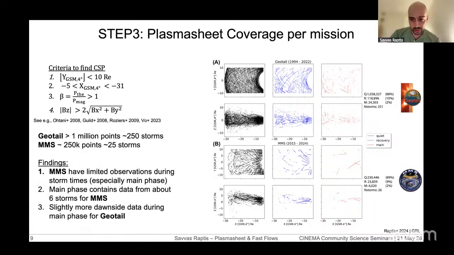Just some quick notes on that. As expected, Geotail has been up in space for a longer time before it got down in 2022, so it has many more data points. MMS doesn't have as many. This data set is up until 2024, so we have a few more since then. But still, because it was during solar minimum, the first period of time, we don't have that many storms, and therefore our statistics are relatively limited there.